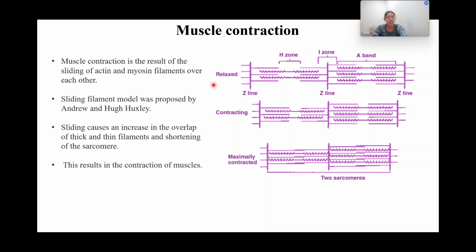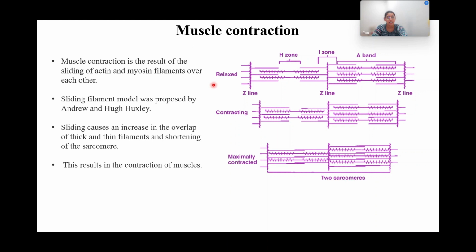And on the way, how does it happen? How does this binding and this movement take place? It also has an ATP binding domain, so it binds to ATP, hydrolyzes the ATP, and uses the energy to bind to actin and slide. So it will pull the actin towards itself. As a result, when it is pulling the actin towards itself, the muscles start getting contracted.